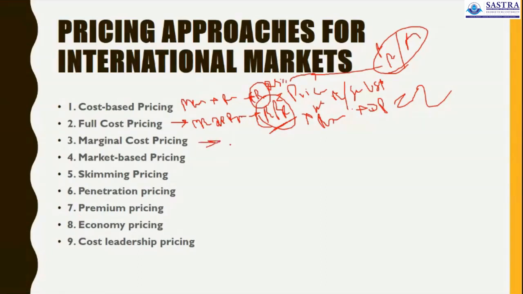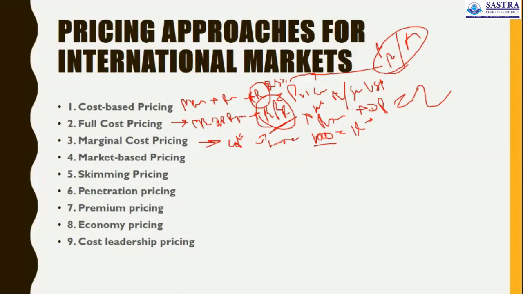Instead of producing 100 units, what would be the cost incurred for producing one more unit? We call it the marginal cost of pricing. Say, for example, in the previous example there are 1,000 products. For manufacturing 1,000 products, 1 lakh is needed. 1 lakh is the expense incurred for manufacturing 1,000 products.